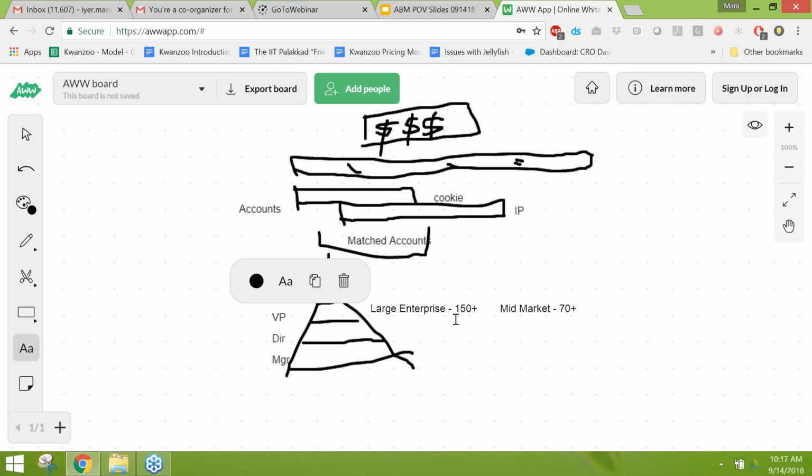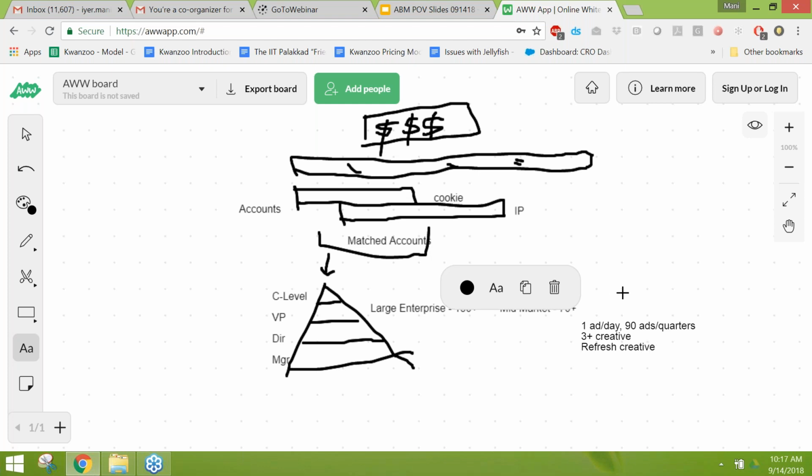And then the next key thing becomes how many ads you serve to each of these targets on a monthly basis, on a quarterly basis. We've developed some best practices here. We typically do about 1 ad per day on average, about 90 ads a quarter. We also have best practices around how many different content offers and creatives you deliver. We tend to shoot for 3 or more creatives served to any one of these targets, and we also have a best practice around refreshing these creatives. So all this drives your budget in terms of accounts, matched cookies, number of accounts, and how many ads.